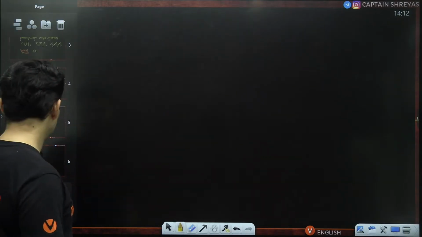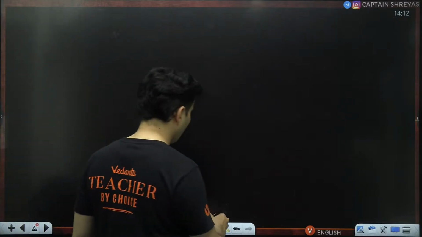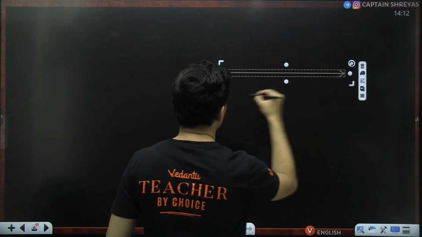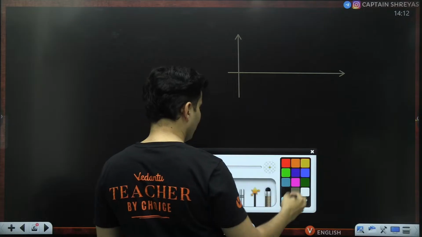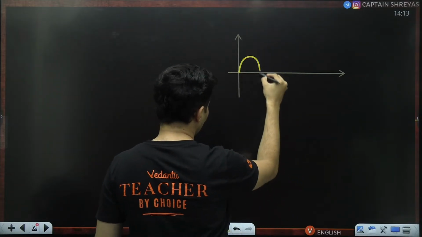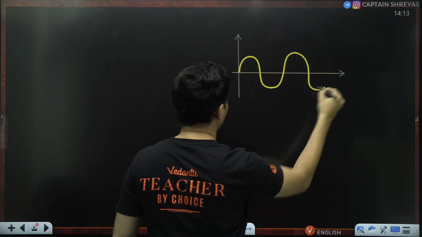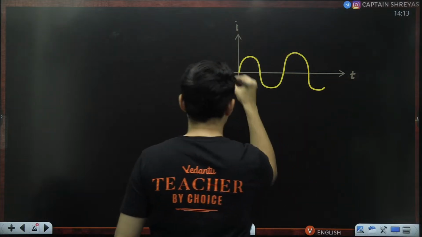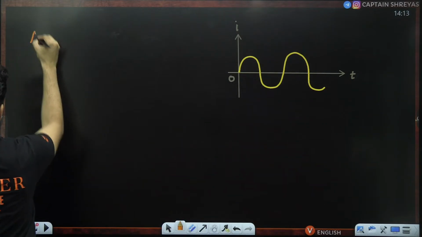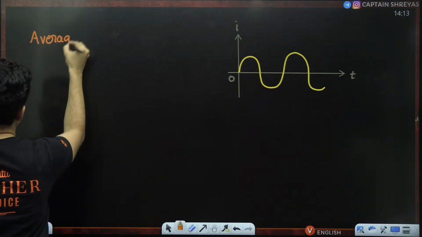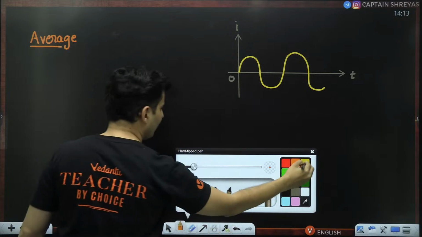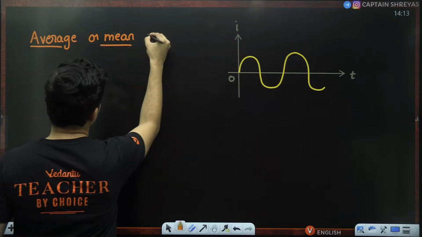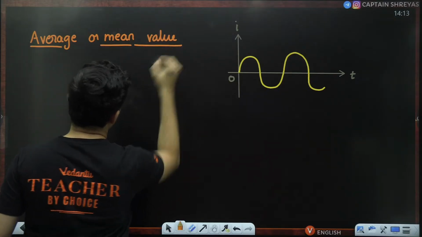Next important terminology which you should know is basically the average, which is nothing but the average value. So let's say this is our alternating voltage or current. Let's say this is current, and this is time. So you will have this value called the average value. Average is nothing but the mean. Average or the mean value.